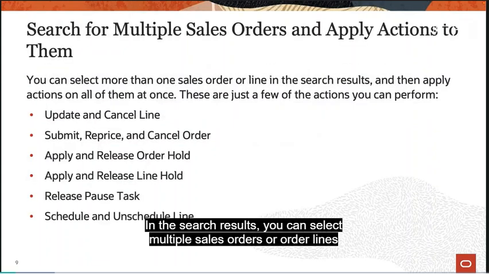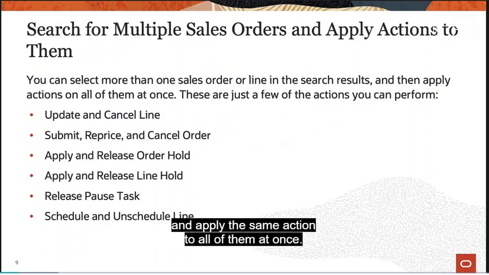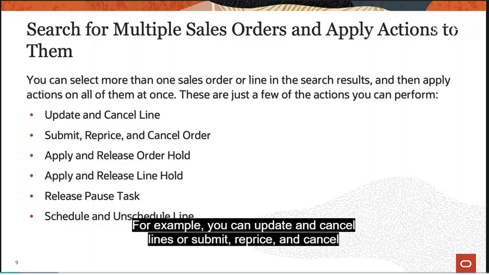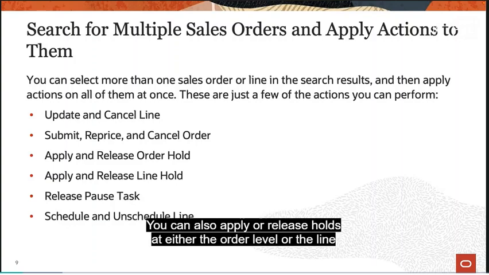In the search results, you can select multiple sales orders or order lines and apply the same action to all of them at once. For example, you can update and cancel lines, or submit, reprice, and cancel orders. You can also apply or release holds at either the order level or the line level, release a pause task, and schedule or unschedule lines.